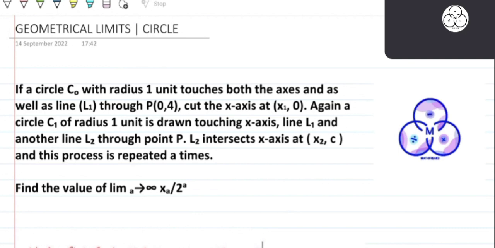the line is tangent to the circle. Then another circle is drawn which is tangent to the line L1 as well as the x-axis. And this process is repeated n times. We want to find the value of the x-intercept of that line, basically.